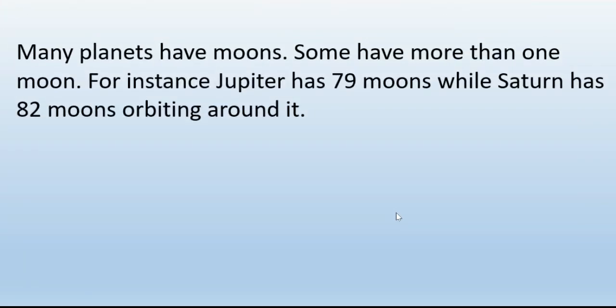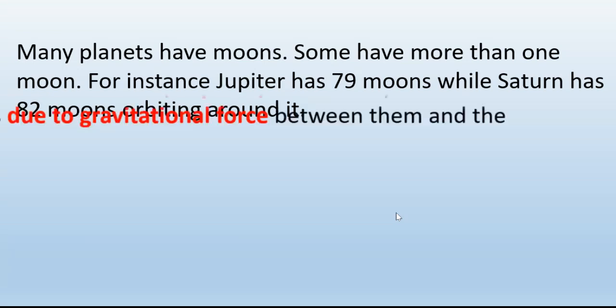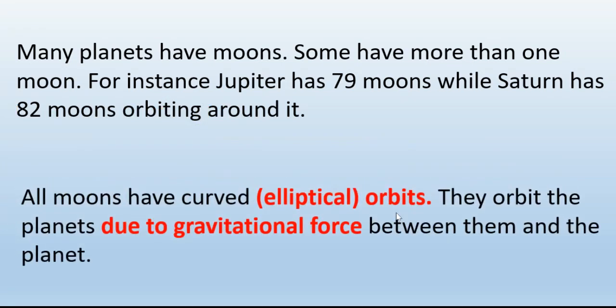Many planets in the solar system have moons. Some have more than one moon. For example, Jupiter and Saturn have 79 and 82 moons respectively. All moons have curved orbits or elliptical orbits. The moons orbit the planets due to gravitational force of attraction between them and the planet.